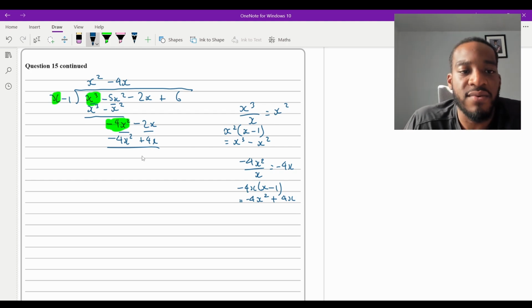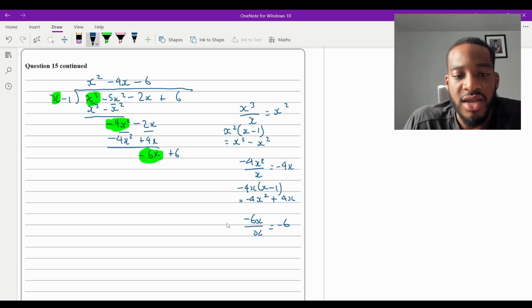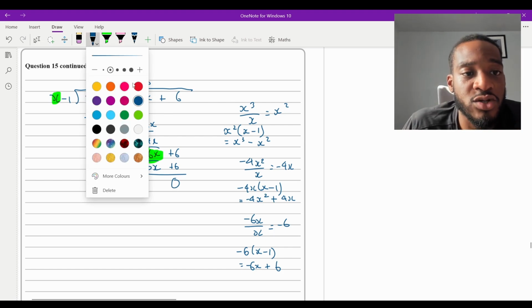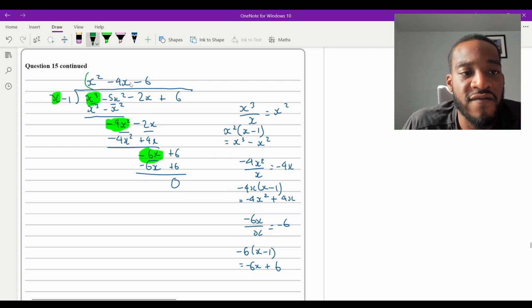Minus 2 minus 4 is going to be minus 6x. And then I bring down that plus 6 and then repeat. So now I'm going to do minus 6x divided by x, which gives me minus 6. That will go there. And then I multiply by the divisor, which gives me minus 6x plus 6. That goes there. That will be 0, that will be 0. So therefore it divides perfectly, there's no remainder. So this on the top is going to be our factor.